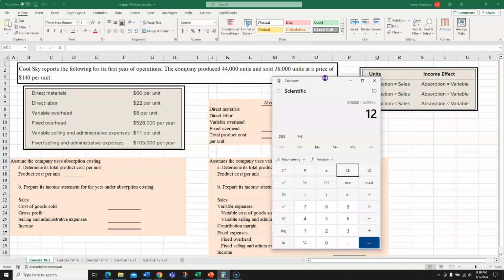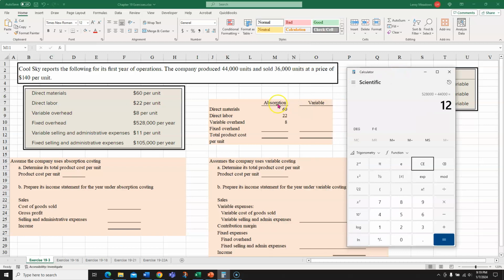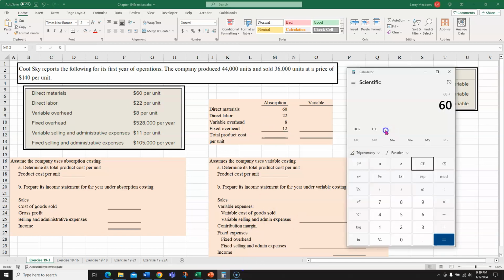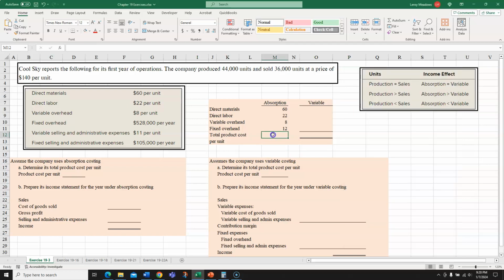And I get a cost of fixed overhead of $12. So I'm going to put that here. And so what is my total product cost under absorption costing? My $60 for direct materials plus direct labor of $22 plus variable overhead of $8 per unit plus fixed overhead of $12 per unit. So that's going to give me a total product cost of $102. And I'll put that over here so we have that easy to get to.